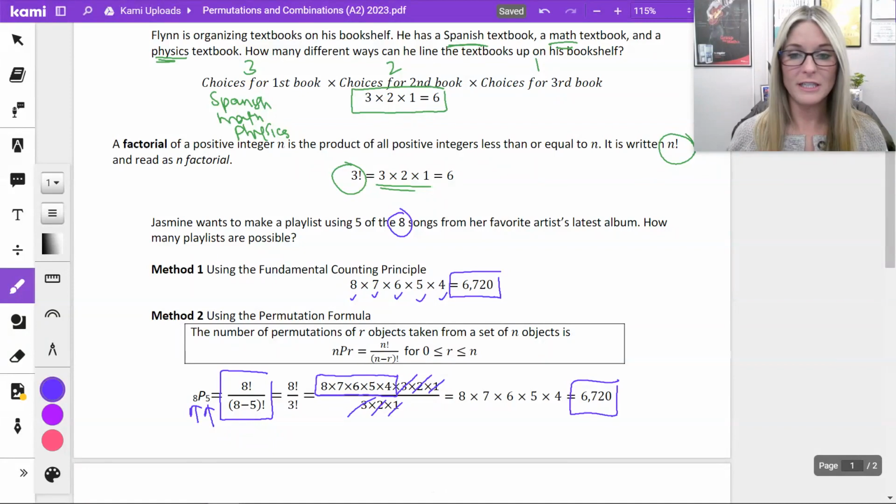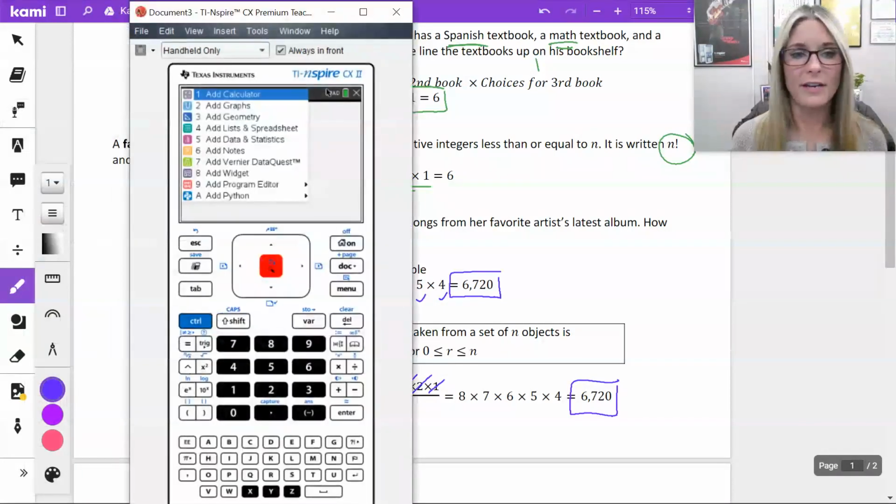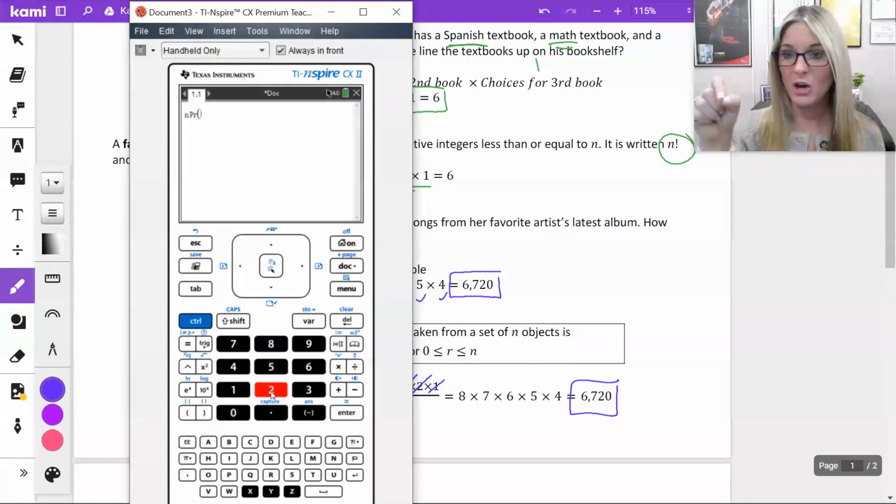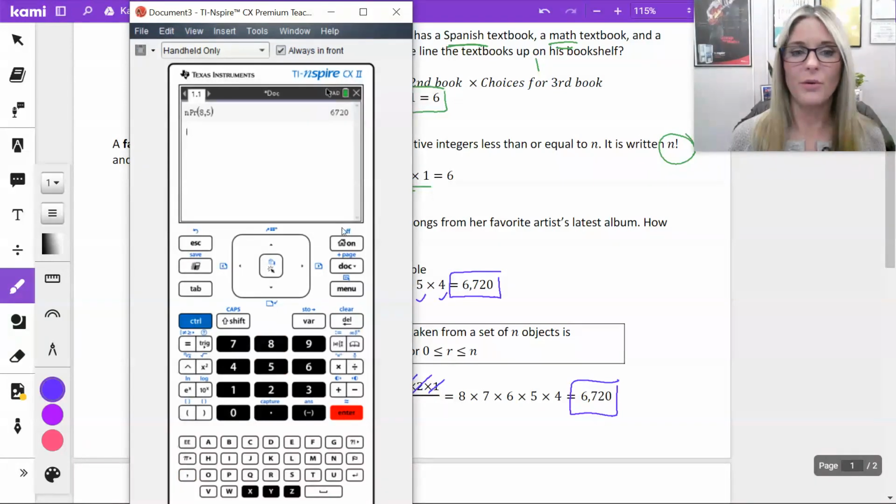Again, the function is on the calculator. Let me show you really quick. We're going to dig into it more on the next page. But from a calculator page, under menu, probability, and there you have number 2 is permutations. It has that NPR. Your first number we want to type here is from our set of 8, comma, how many we're choosing, 5, 6,720. So different things you can use there on your calculator.